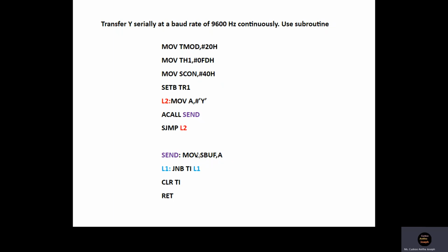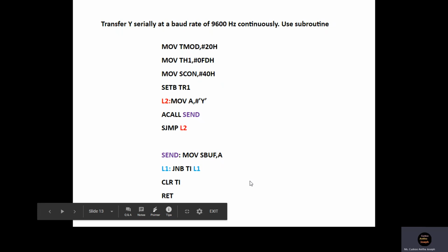Now the content of the accumulator will be copied to SBUF, and when this instruction is executed, this data byte will be transferred out through the TXD pin, D0 first. Data will be framed using start and stop bits. Start bit will go out first, followed by D0, D1, etc., D7, and then stop bit. That is the order in which data will be transferred.